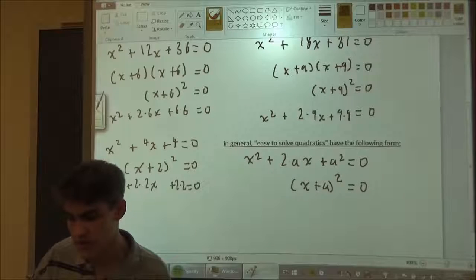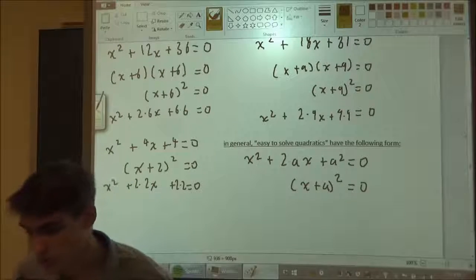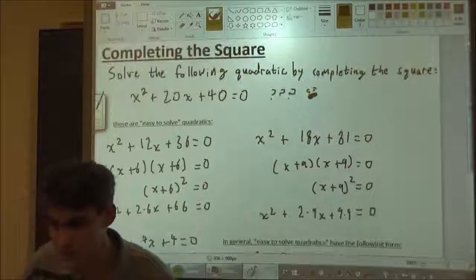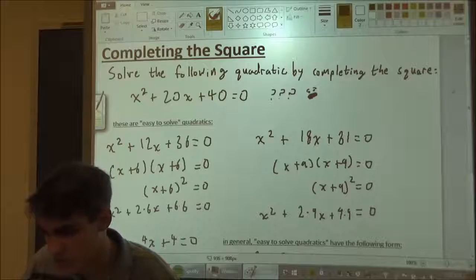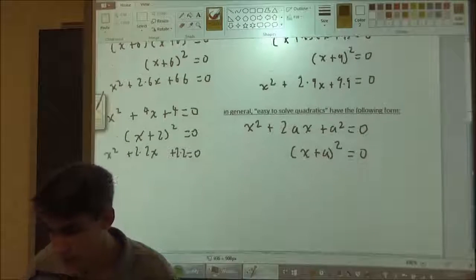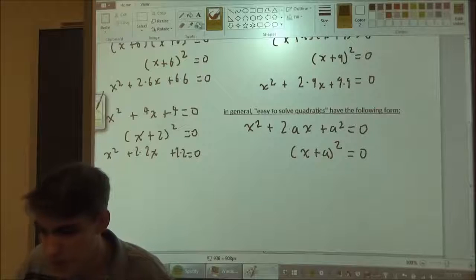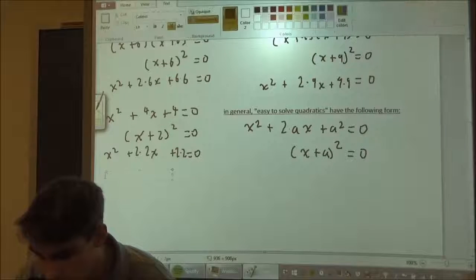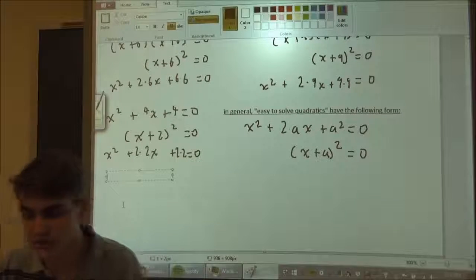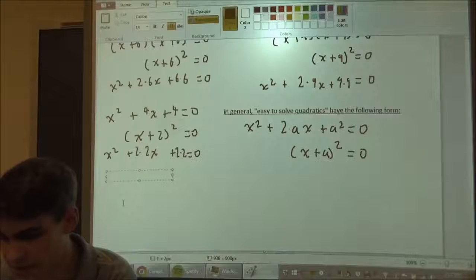So this is equal to this. These are easy to solve quadratics. But of course, this is not an easy to solve quadratic. So what the heck am I talking about, and where is this going? Well, it is going somewhere. The video doesn't just end here.